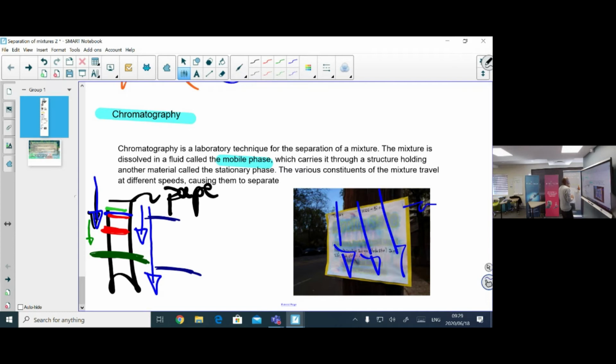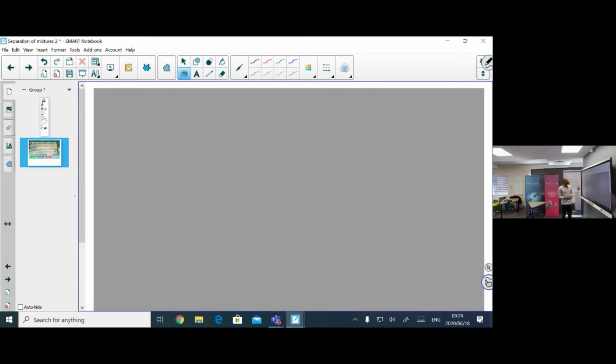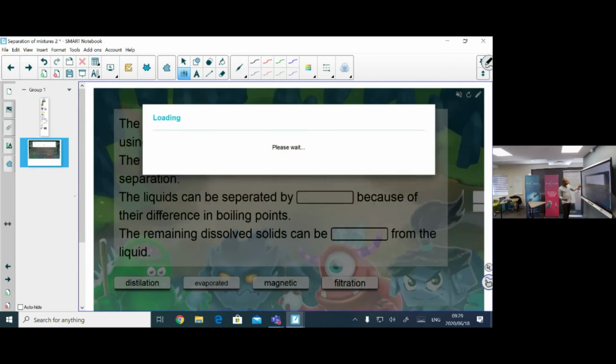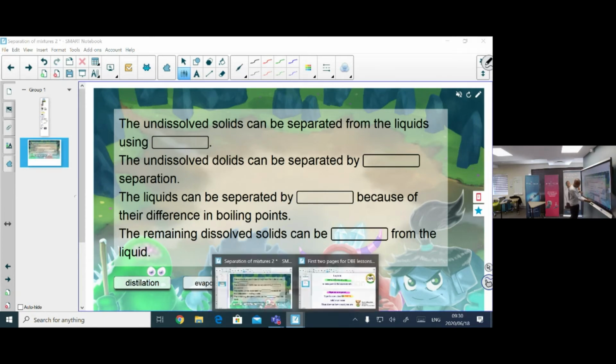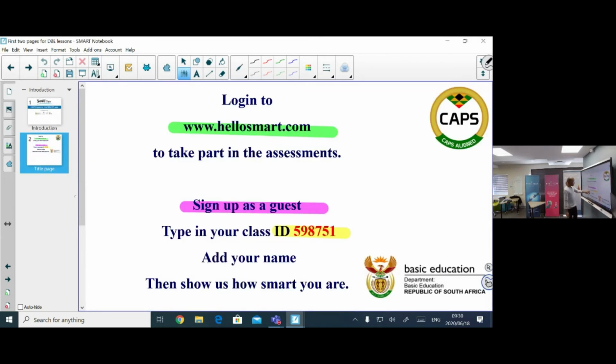So I would like us to look into an activity real quick. For you to partake in this activity, of course, you log into HelloSmart, www.hellosmart.com. And once logged in, you follow the prompts, you sign in as a guest, and you log in using this class ID, 598751. Add your name and we interact.